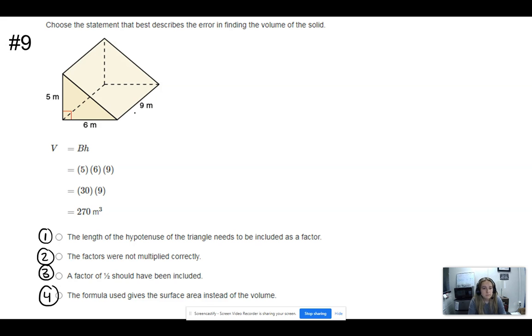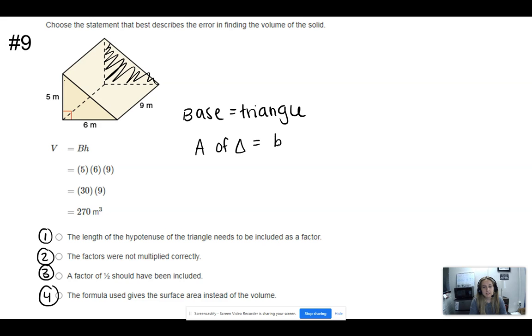That is correct. But let's figure out what shape is the base. I know that the base is a triangle. To find the area of a triangle, it is base times height divided by 2, or 1/2 base times height. So I'm going to look here, and it looks like when they find the area of the base, they're not dividing it by 2 or multiplying it by 1/2. So I'm going to look down here and see if there is that answer.